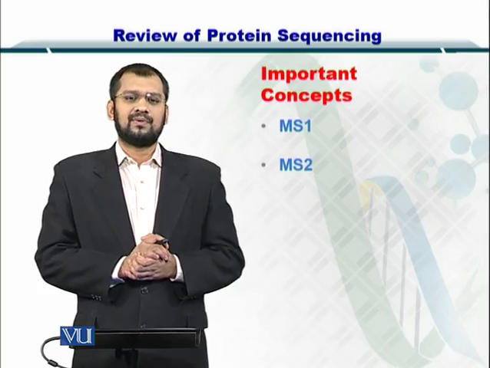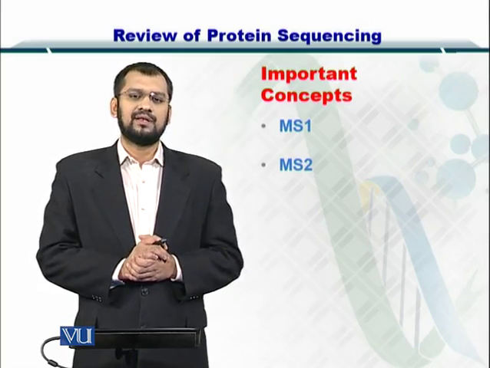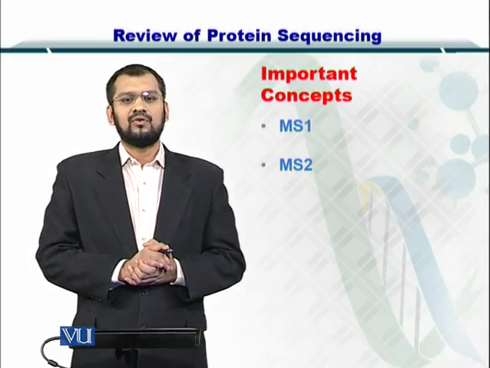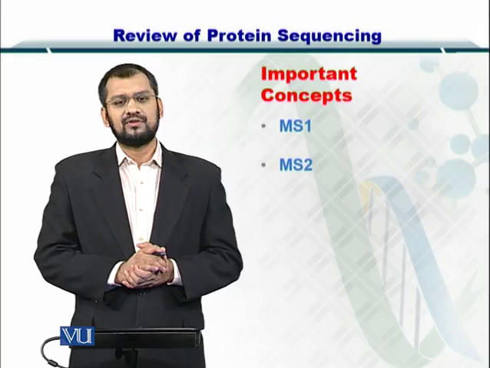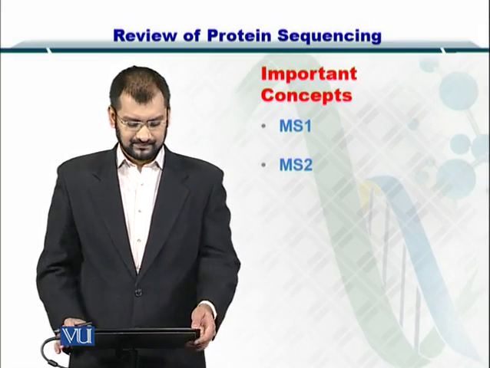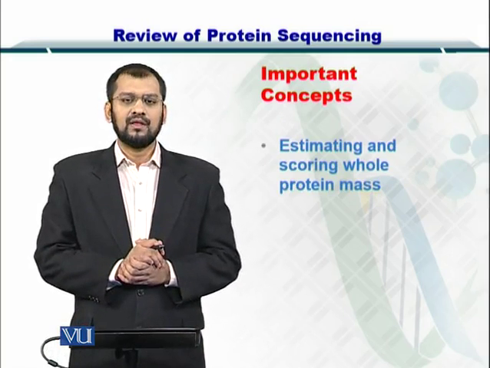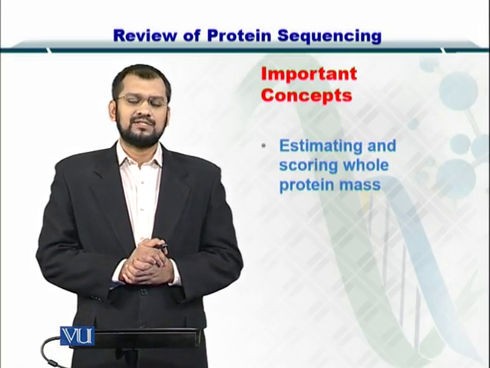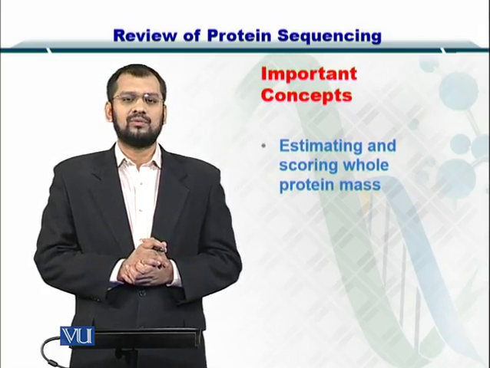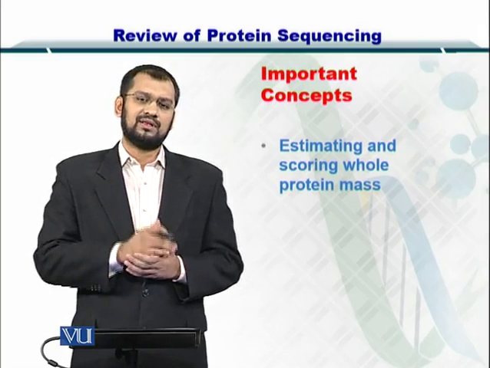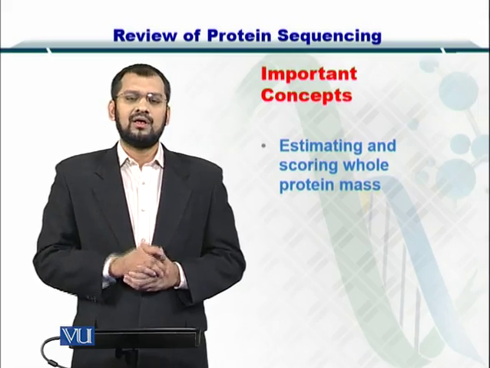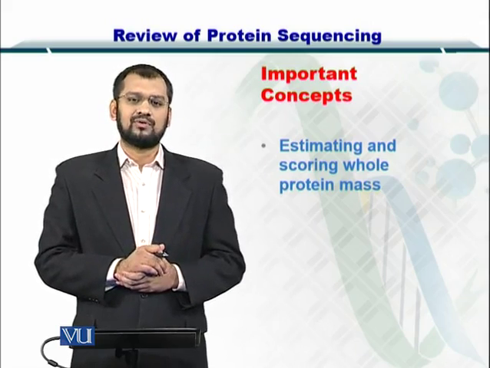So the first step, the MS1, was simply the measurement of intact protein and intact protein mass. For the MS2, we measure the masses of the ions that are produced as a result of protein fragmentation. So using computational strategies, we estimated the protein mass and scored the whole protein mass and tried to compare it with the DB and find out those proteins in the protein databases such as UniProt which match the mass of the intact protein.